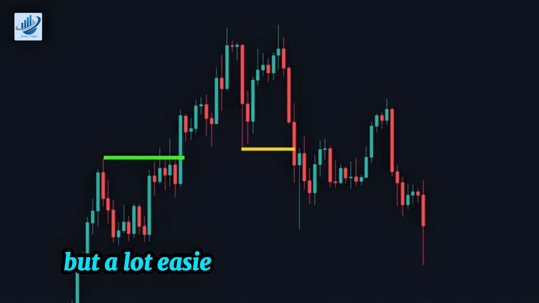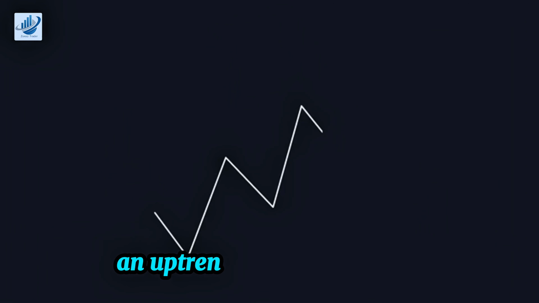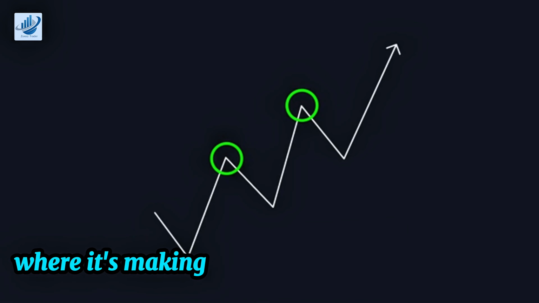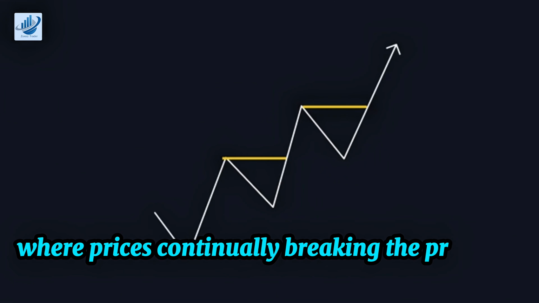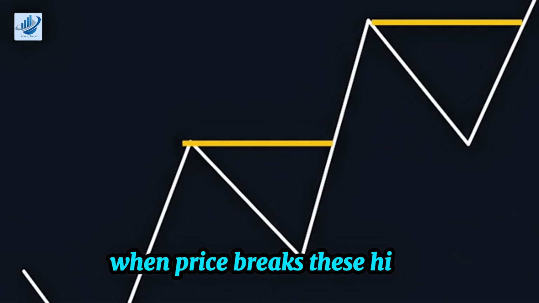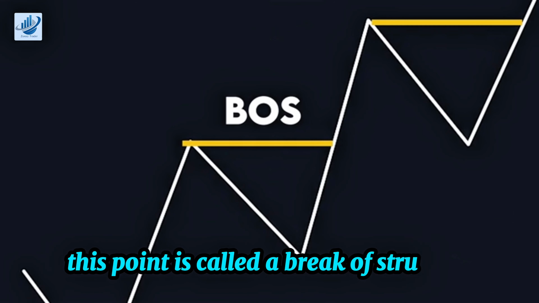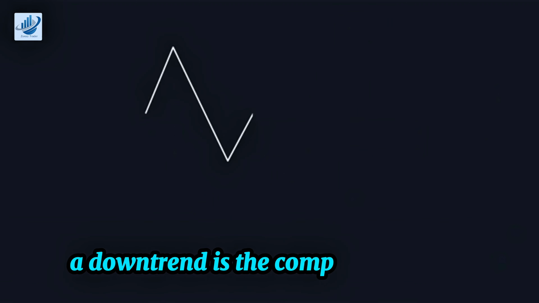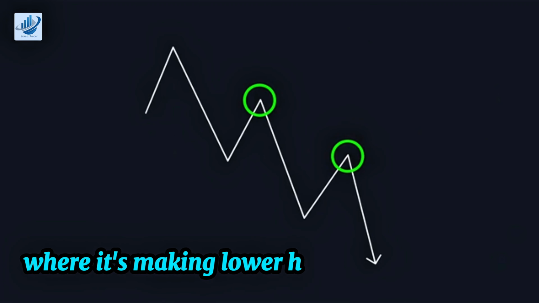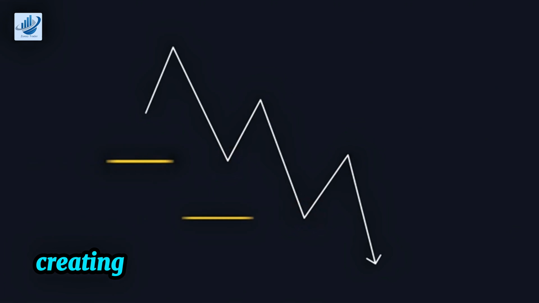To dumb it down a bit, an uptrend will look like this, where it's making higher highs and higher lows, where price is continually breaking the previous highs. When price breaks these highs, this point is called a break of structure, meaning it's breaking structure of the previous high. A downtrend is the complete opposite, where it's making lower highs and lower lows, creating breaks of structure to the downside.